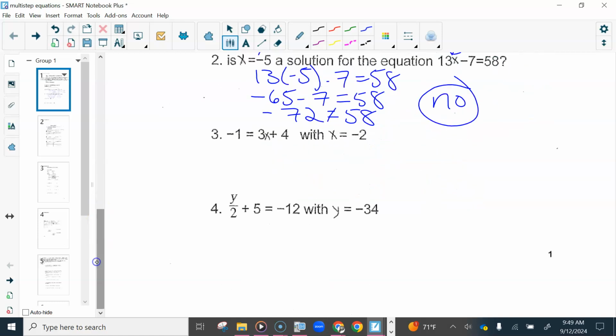I want you to try 3 and 4 really quickly. Did anyone need to see that? Okay. And then for number 4, was that our solution? Yes. Does anyone need to see that one? We'll have time to start this next page. I don't know about finishing it, but let's go on.